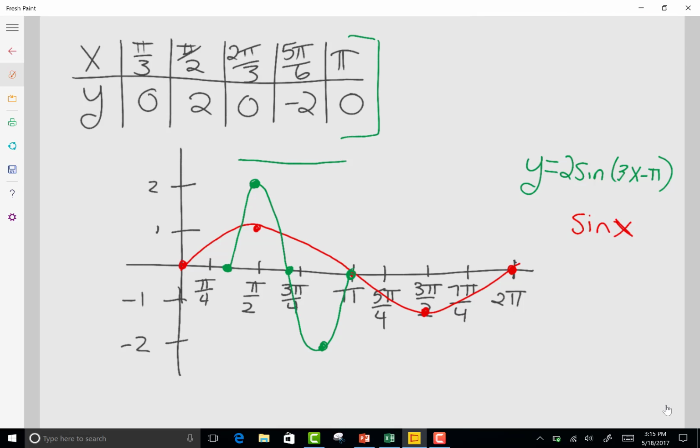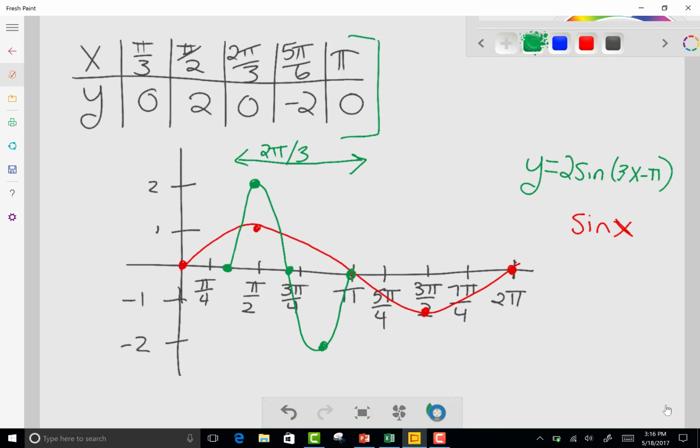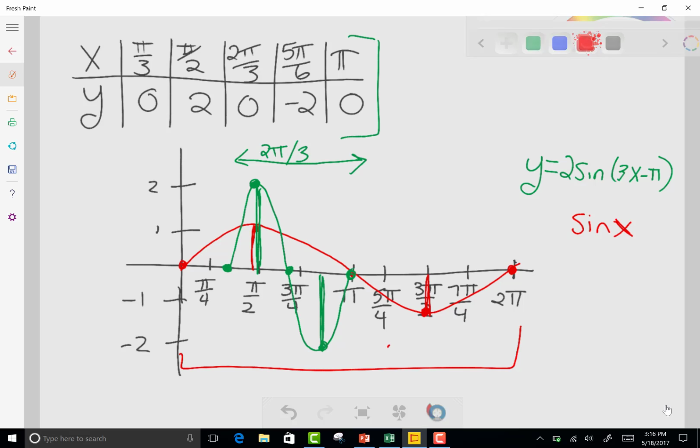So here's my period that has a length of 2 pi over 3. My amplitude is 2. That's the height from the midline out, if you compare it. Now, if I look at my mother function, sine x, my amplitude is 1. I come up to 1 for my max and my min from the midline. And the period for my mother function sine is 2 pi. So you can see the differences in the graph and how it's been horizontally compressed and then vertically stretched.